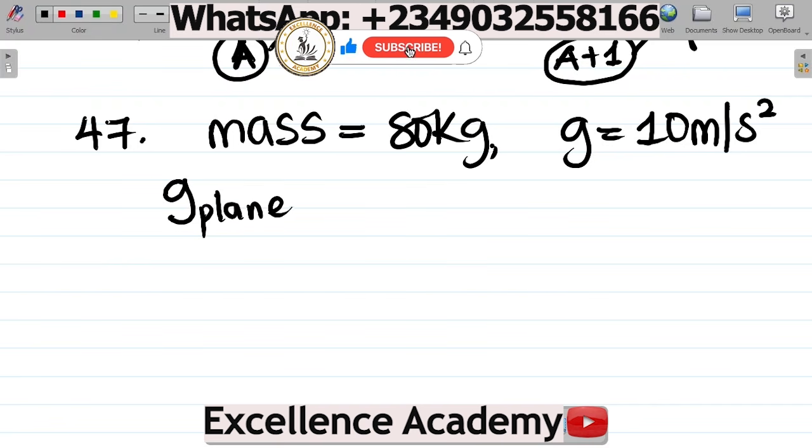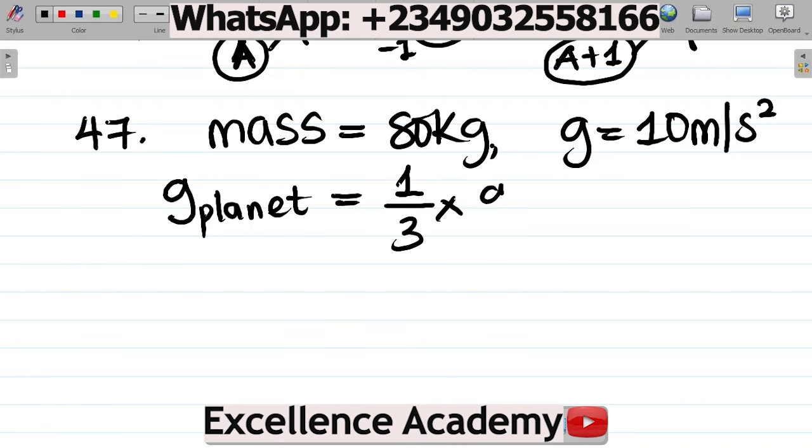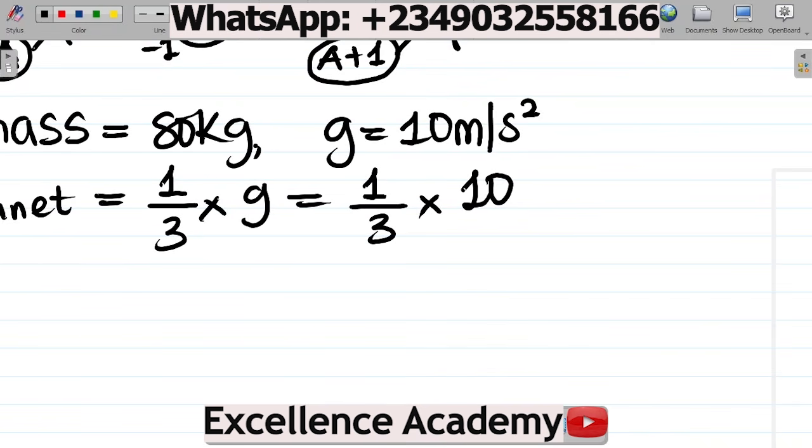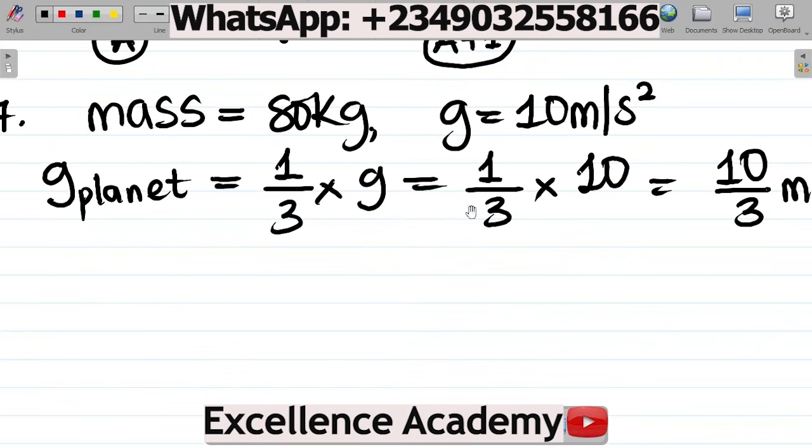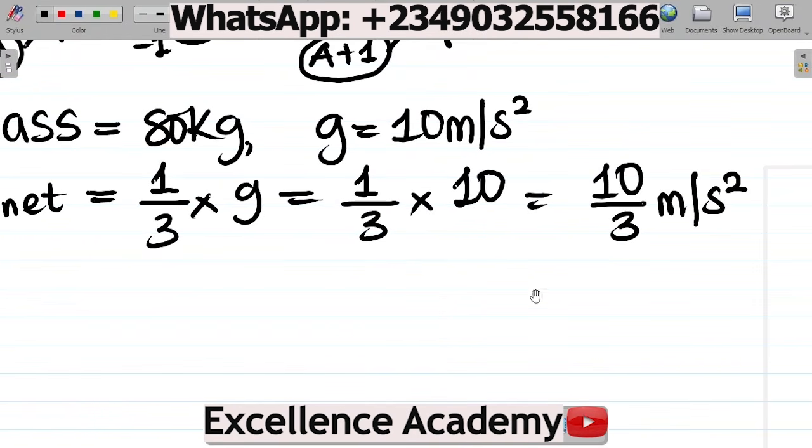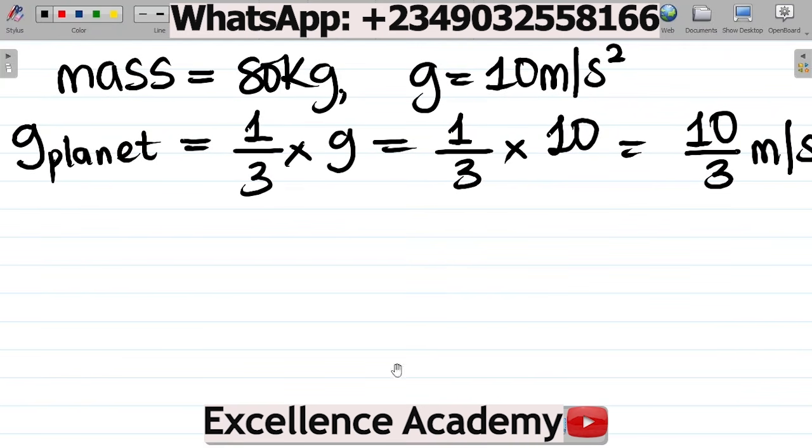All right. The acceleration due to gravity on that planet, G planet, is, they said, one-third that of the Earth. That becomes 1/3 times the gravity of the Earth, and the gravity of the Earth is 10. So if you multiply, this is equal to 10/3 in meter per second squared. All right. So since the acceleration due to gravity of the planet is one-third of that of the Earth, that becomes 10/3 in value. Now we are asked to find its new weight in the planet. So let's call that the new weight.